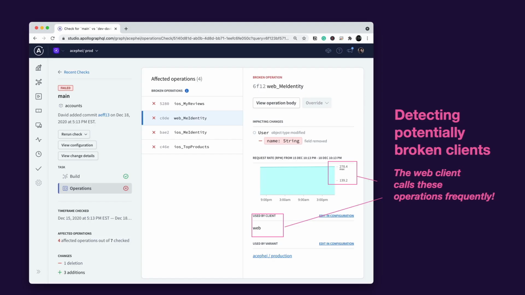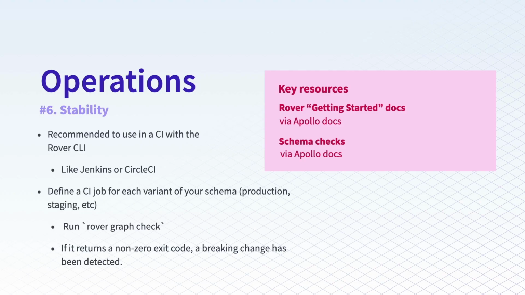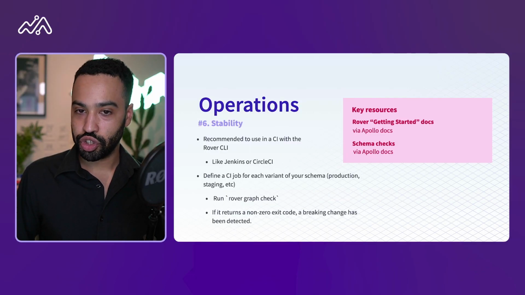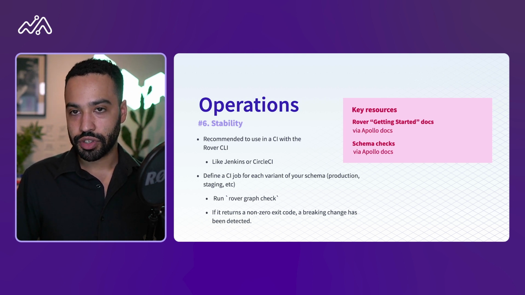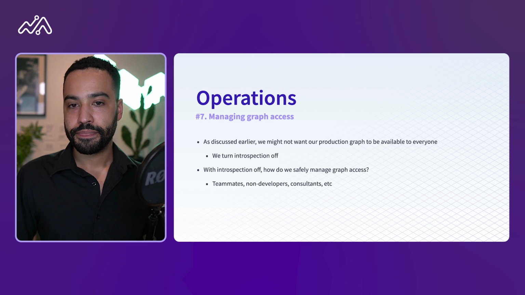So to not break prod, if we change some fields, we could see what the traffic looked like for that particular field, and we could see what client relies on it before we actually go through with making the change. This is the type of feature that makes sense to have set up in a CI. So before you push a change, you can make an informed decision, talk to the right folks, and coordinate your efforts in evolving your graph.